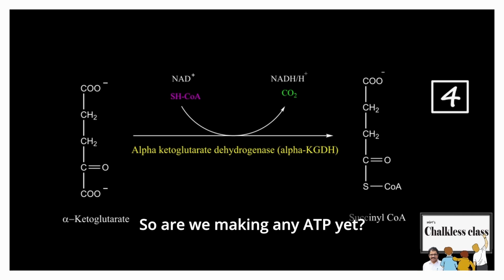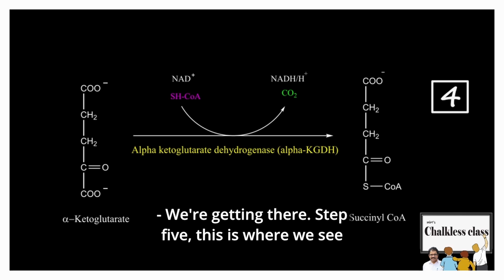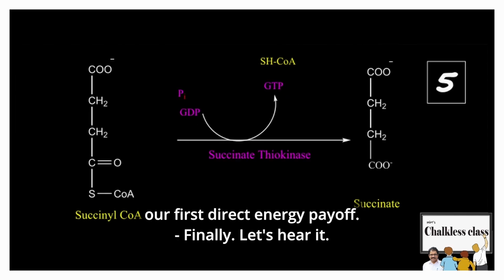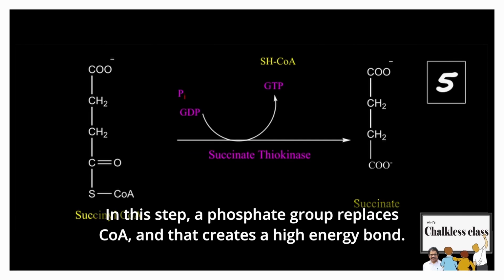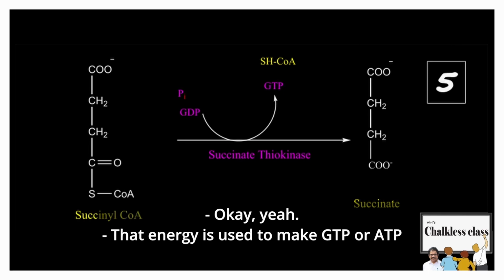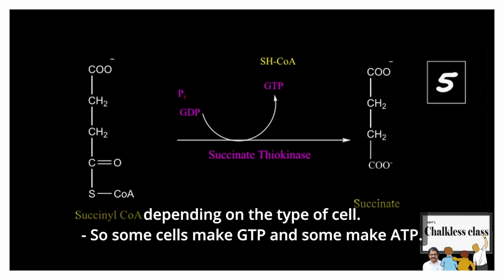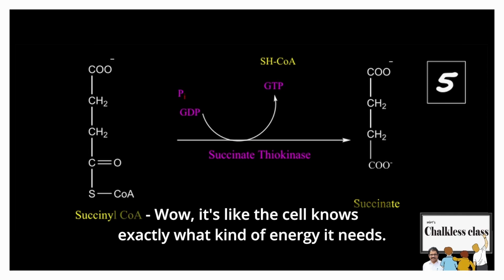Another long one. So are we making any ATP yet? We're getting there. Step 5. This is where we see our first direct energy payoff. Finally. Let's hear it. In this step, a phosphate group replaces CoA, and that creates a high-energy bond. That energy is used to make GTP or ATP, depending on the type of cell. So some cells make GTP and some make ATP. Exactly. It depends on what the cell needs. Wow, it's like the cell knows exactly what kind of energy it needs.